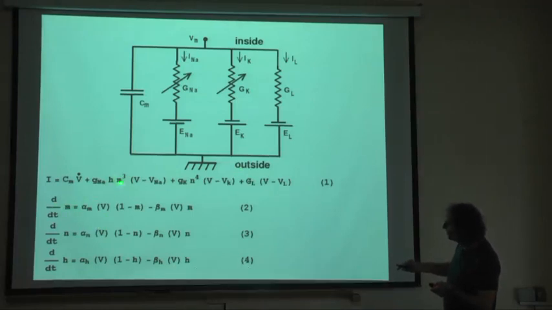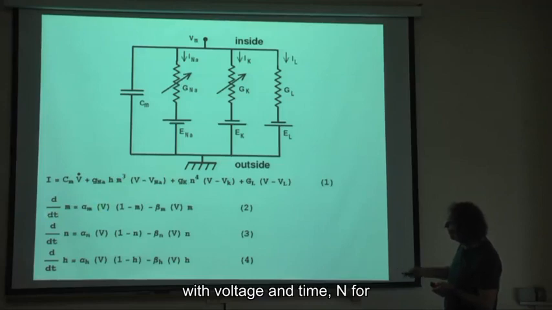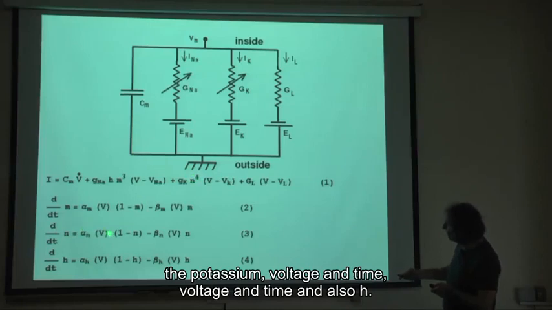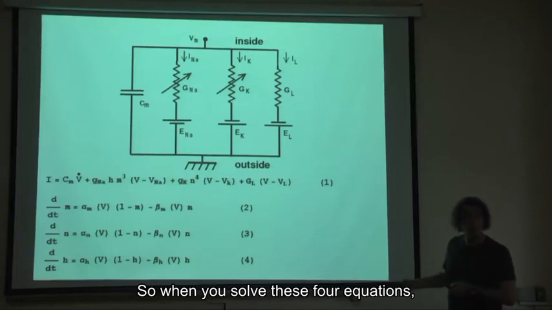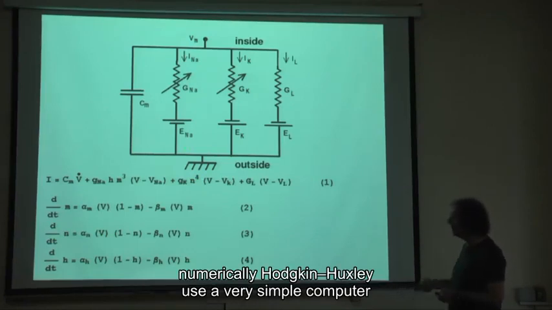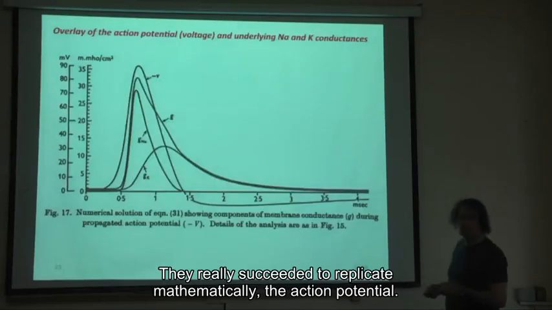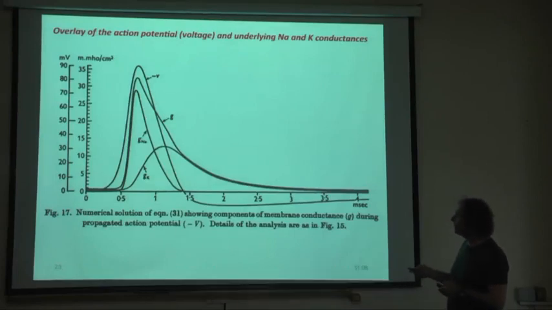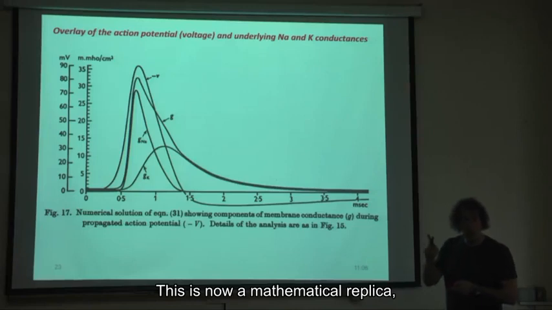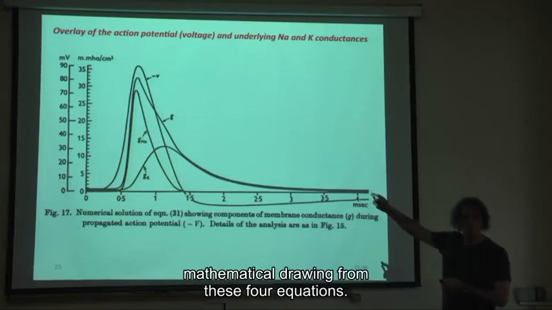m with voltage and time, n for the potassium, voltage and time, and also h. So when you solve these four equations numerically, Hodgkin-Huxley used a very simple computer that they used to have then, really a simple hand computer, so to speak. They really succeeded to replicate mathematically the action potential. So this is now a mathematical replica, a mathematical drawing from these four equations.